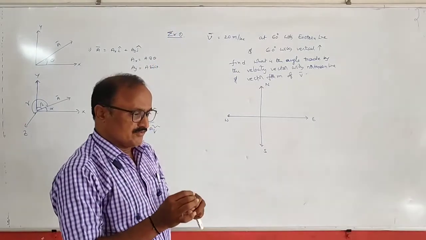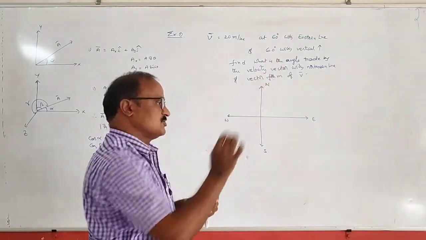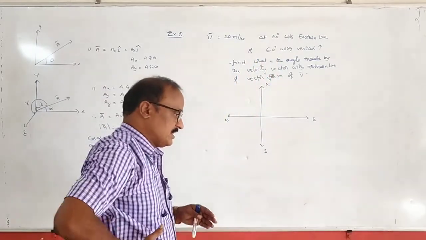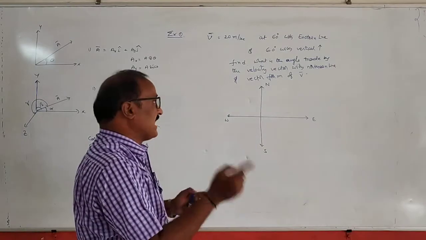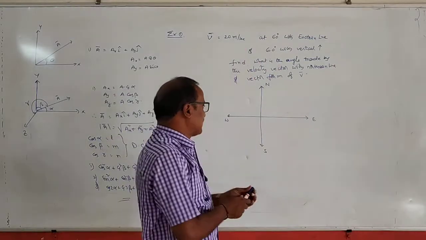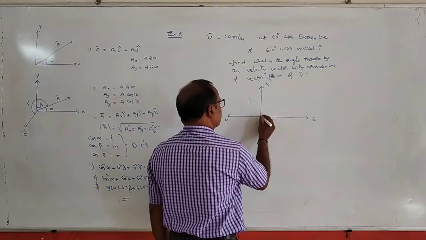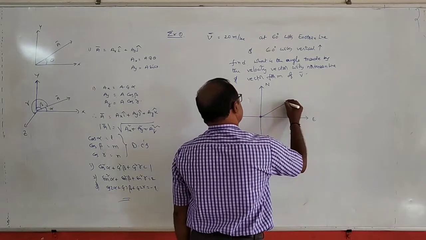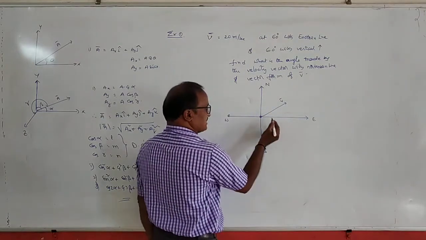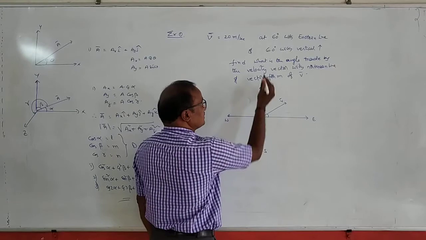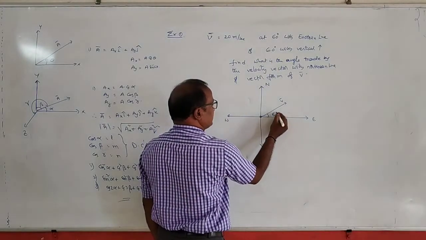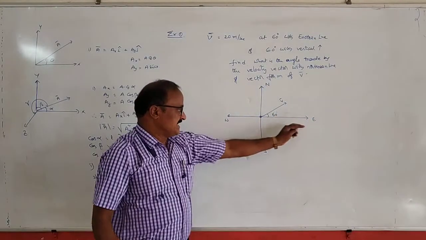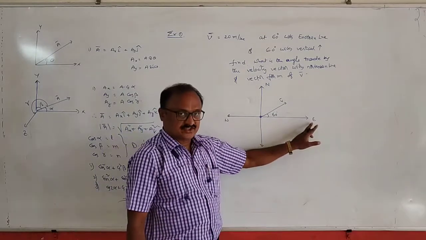A body is moving with a velocity v bar. Suppose this is the velocity of the ball. That makes an angle of 60 degrees with the east line. See here, this is the velocity vector. This velocity vector makes an angle of 60 degrees with the east line, that means a straight line joining east and west.